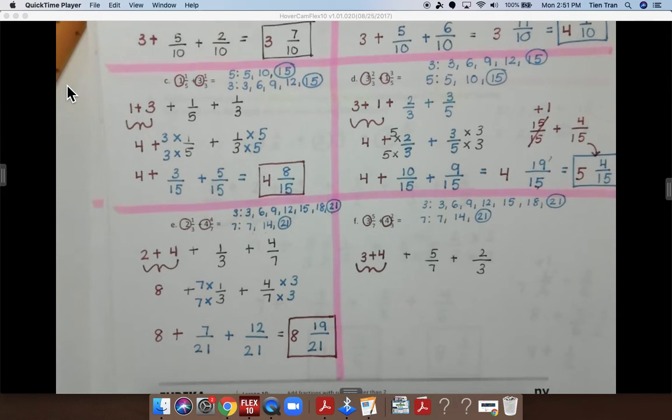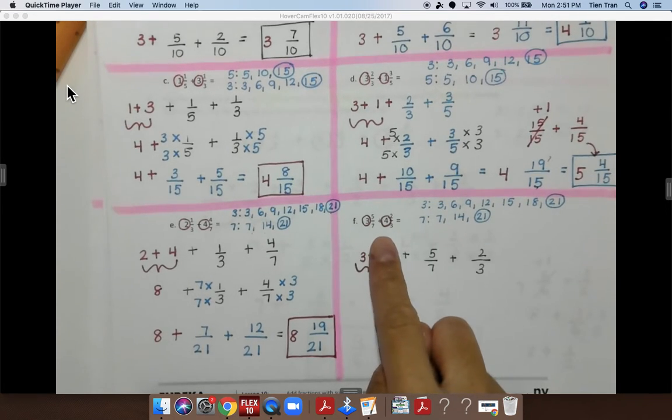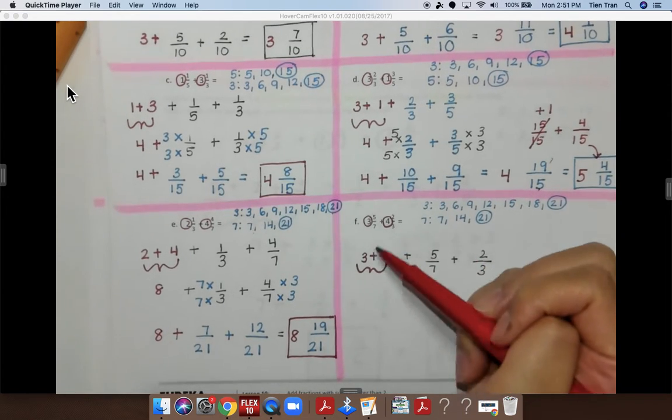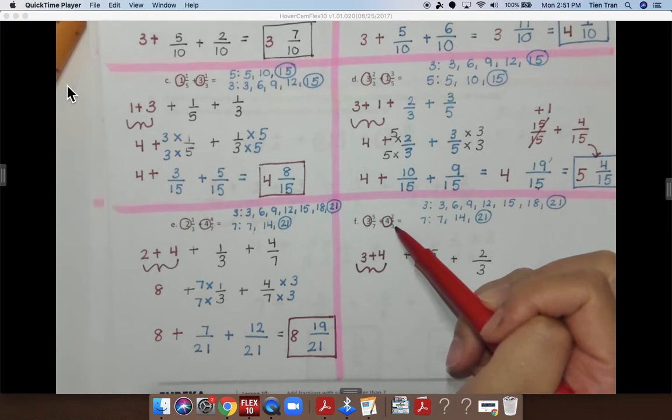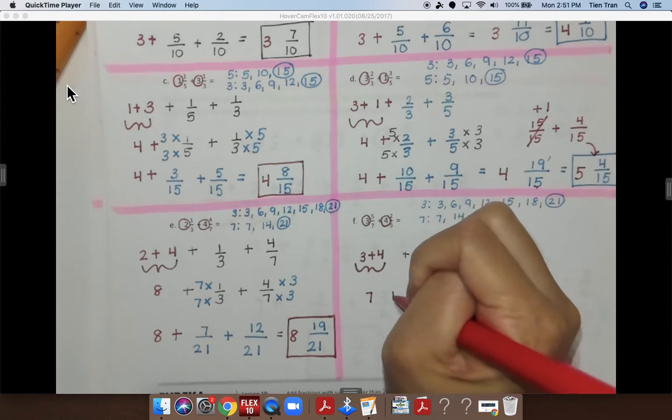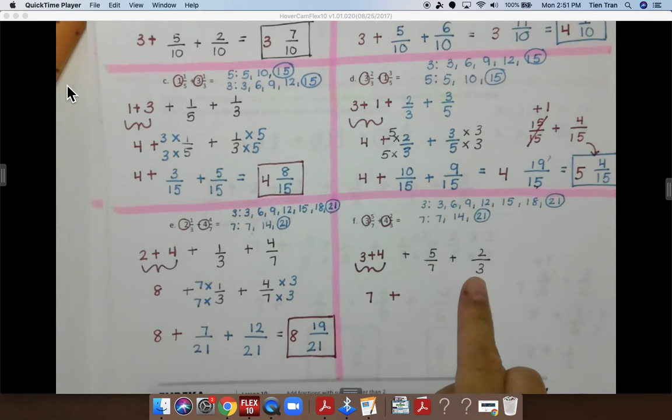For problem F, I have 3 5/7 plus 4 2/3. So the first thing I'm going to do is add my whole numbers. I have 3 plus 4. 3 plus 4 is equal to 7. And then I'm going to add my fractions. But look, I can't add them together until I have the same common denominator. So I need to make sure I change it into my common denominator.